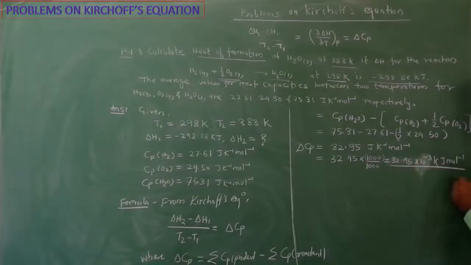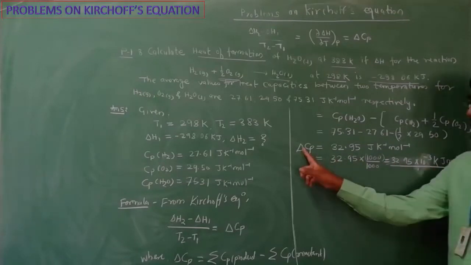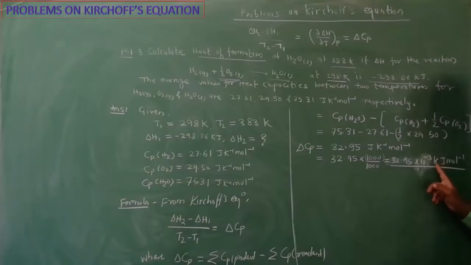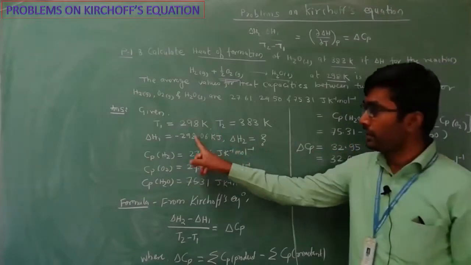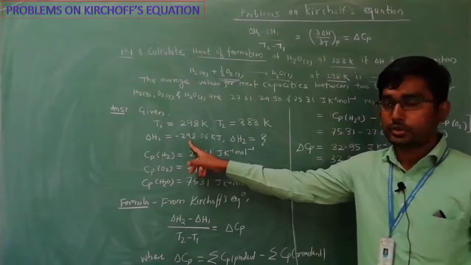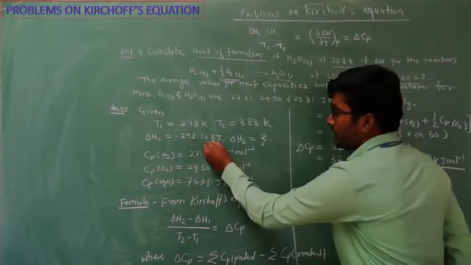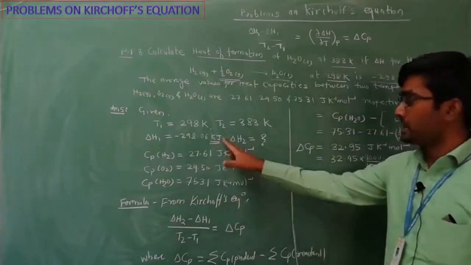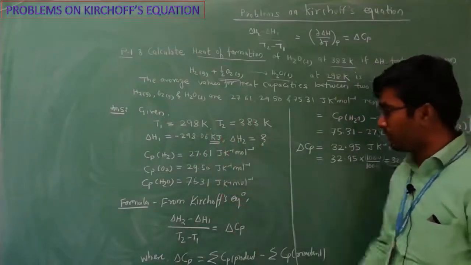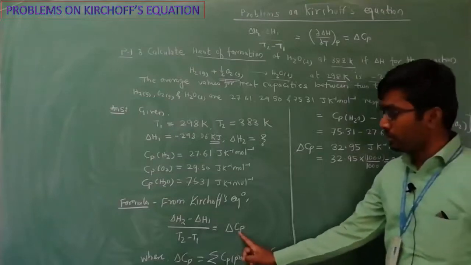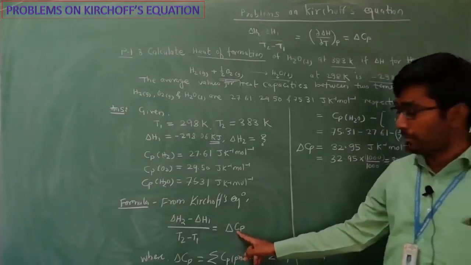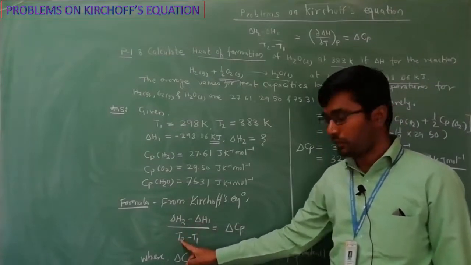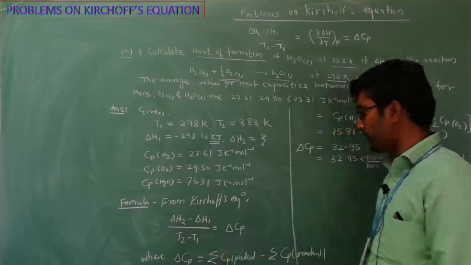Why have I converted this change in specific heat capacity value into kilojoule per mole? Because look here, the value of delta H1, the heat of formation of the reaction, is given in kilojoule. So your units must be the same throughout your problem. Now we have the value of delta Cp, the change in specific heat capacity; delta H1 we know, T1, T2 we know. Let us put these values and simplify this problem.